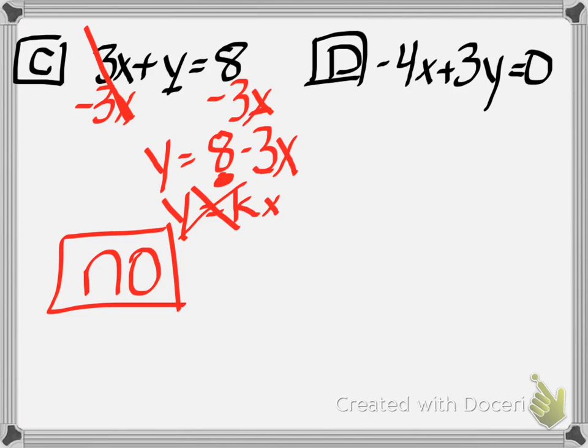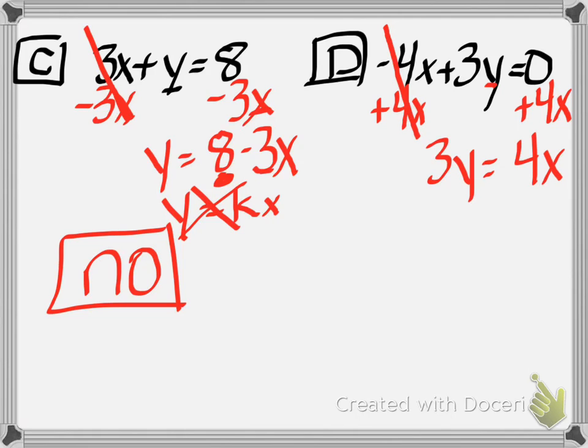Negative 4x plus 3y equals 0. Here's my y. I need to isolate the y. The first thing I'm going to do is to get rid of this negative 4x. So instead of subtracting, I'm going to do the inverse. I'm going to add. Negative 4x plus 4x is 0. It goes away. 3y equals 0 plus 4x is 4x.